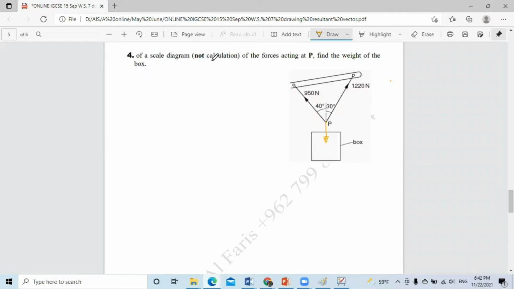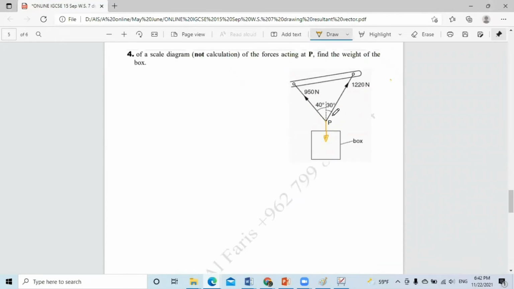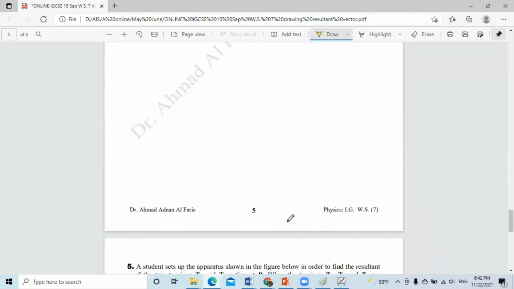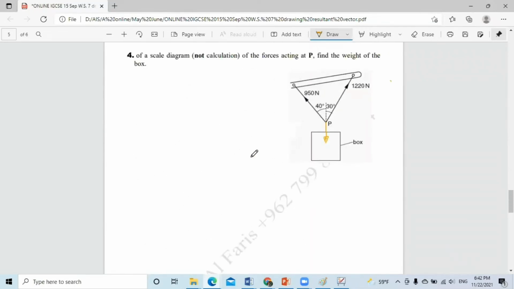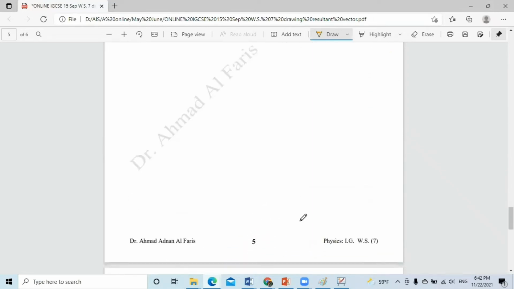On a scale diagram, not calculation, on the forces acting on the P, find the weight of the box. We need to find the weight of the box. As I told you, we have to put a scale and know how to draw it. Now, I have a whole page empty. My advice to you is to start drawing from the bottom, somewhere here. Why? Because you need the whole area here.